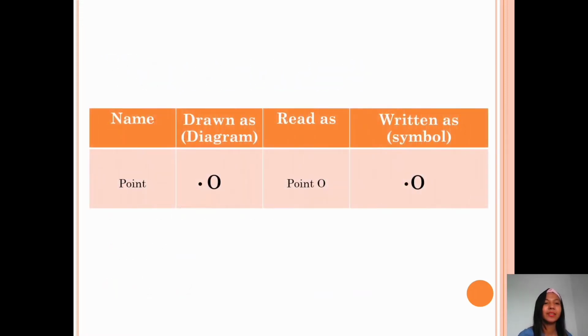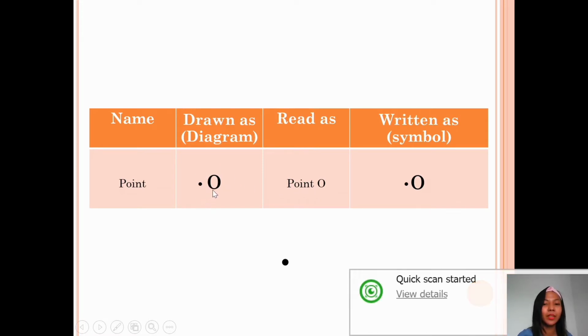Okay. So first is a point. A point looks like this one, like a dot. All right. So it is drawn like this example point. For example, we have point O. So it is read as point O. Again, can you read this diagram? Point O.